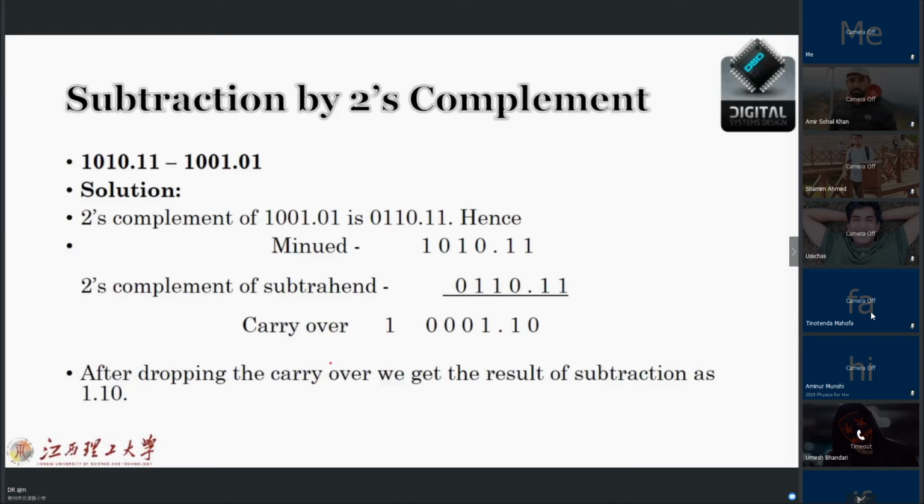What will happen if I have a floating number? It's again the same, and we take the two's complement of the subtracted number. And if I have the carry, I should just drop the carry. Okay.